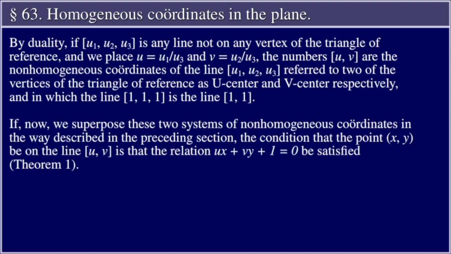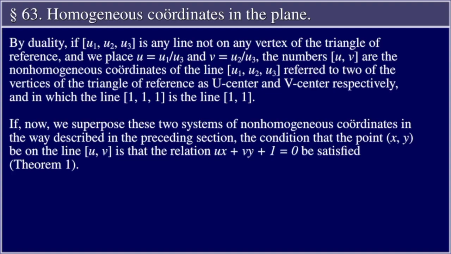By duality, if u1, u2, u3 is any line not on any vertex of the triangle of reference, and we place u equal to u1 divided by u3 and v equal to u2 divided by u3, the numbers u, v are the non-homogeneous coordinates of the line u1, u2, u3 referred to two of the vertices of the triangle of reference as u-center and v-center respectively, and in which the line 1, 1, 1 is the line 1, 1.